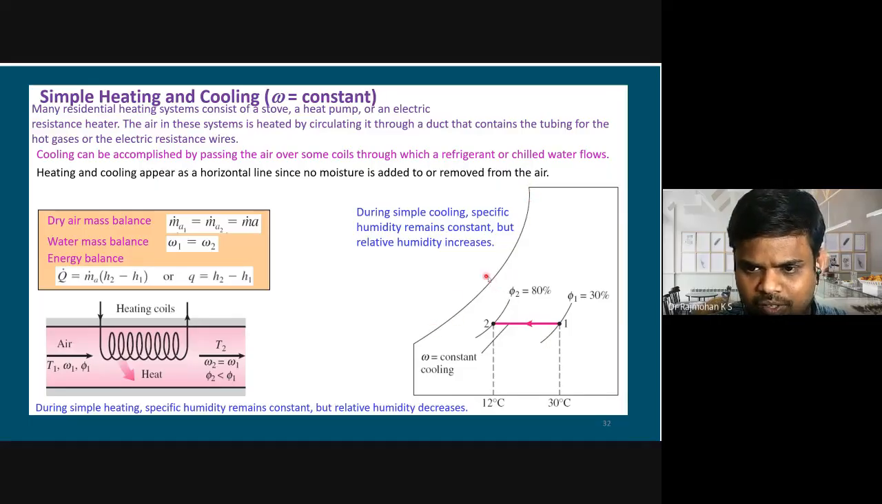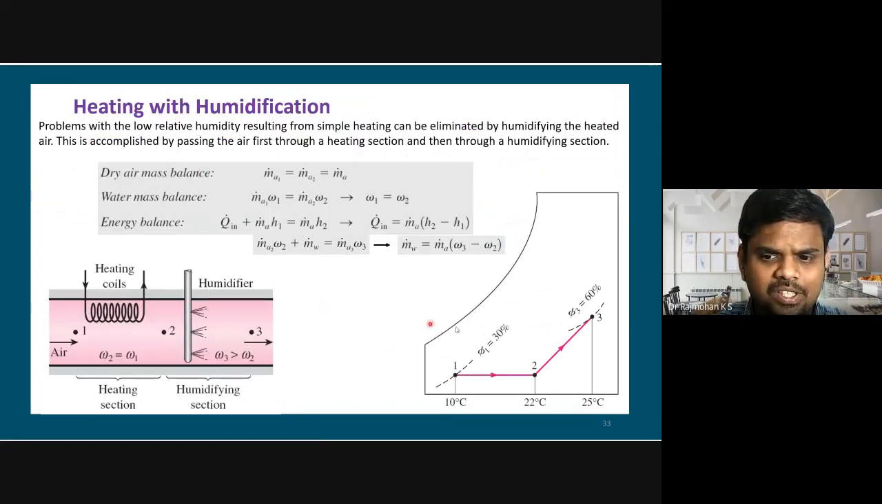So as we move away from this line, we are going to have less relative humidity. That way, when you are doing simple heating and cooling, that is, sensible heating or sensible cooling, there will be a change in relative humidity, whereas the absolute humidity remains the same.